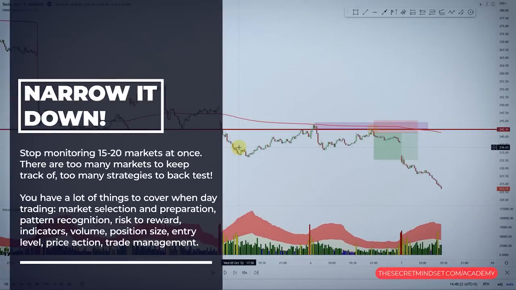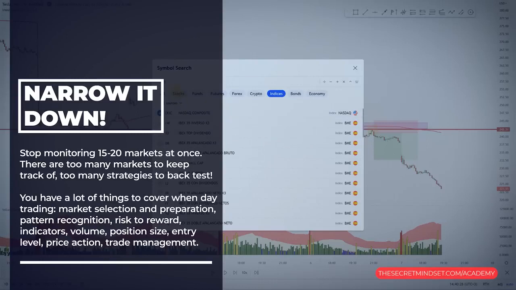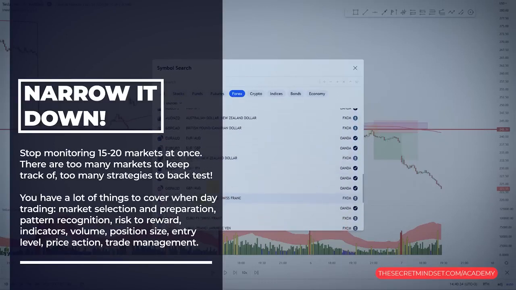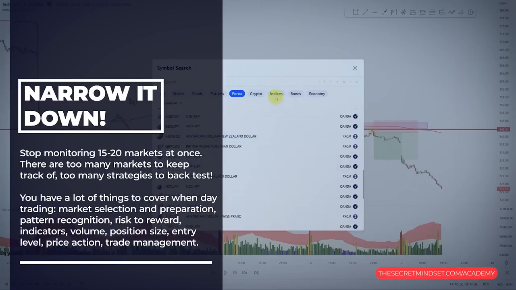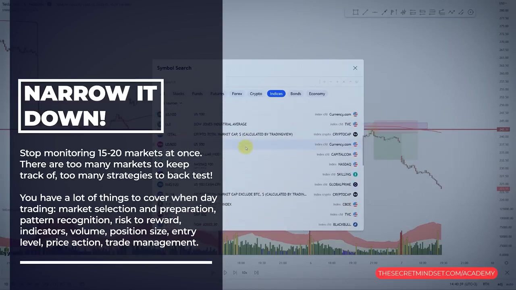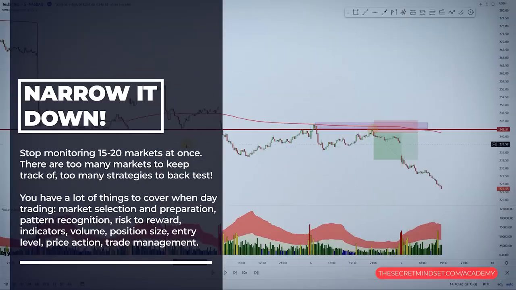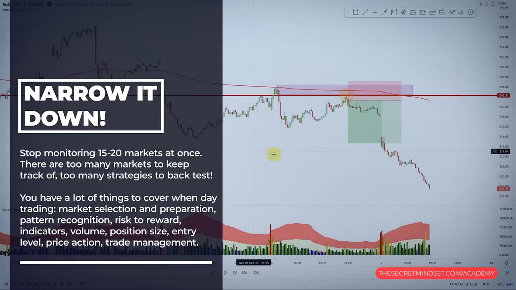When day trading, there are too many markets to keep track of, too many strategies to backtest, and you need to narrow it down. When I first started trading Forex, I used to have a template with over 20 currencies, and I tried to monitor all of them. You know the outcome: many missed trades, which resulted in many poor trades taken out of frustration or FOMO. So you need to narrow it down. Follow 3 markets at most.